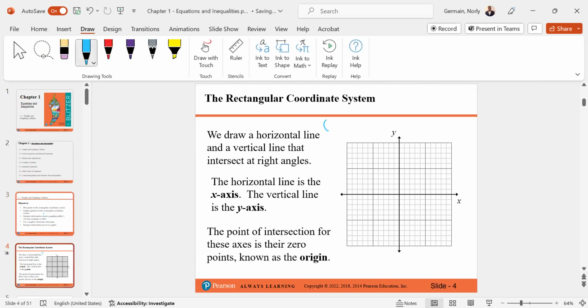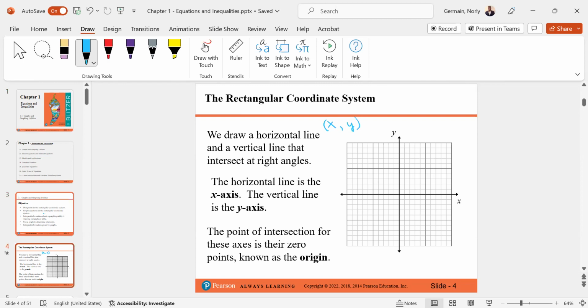That's why we call it the rectangular coordinates or Cartesian coordinate plane. You have two coordinates represented inside a parenthesis, not a bracket. Inside the parenthesis, the first coordinate is the x coordinate, and it's represented on the horizontal axis. The second coordinate is the y coordinate, and it's represented on the vertical axis.